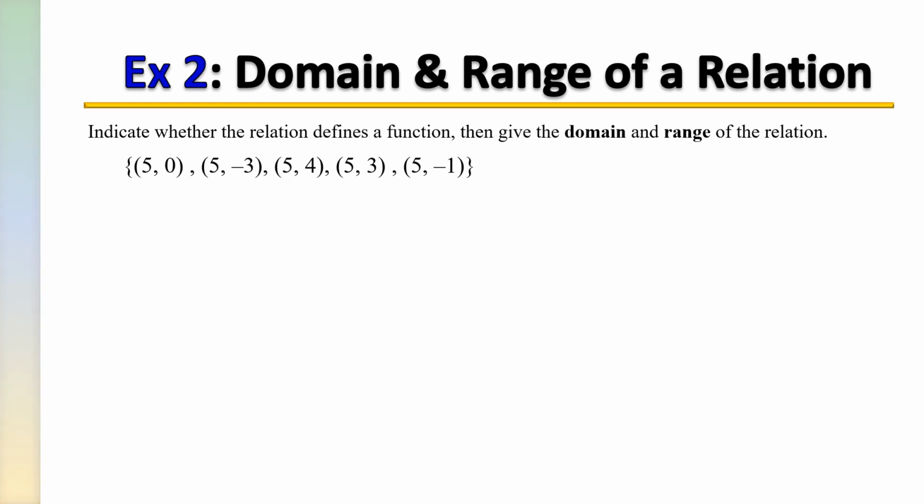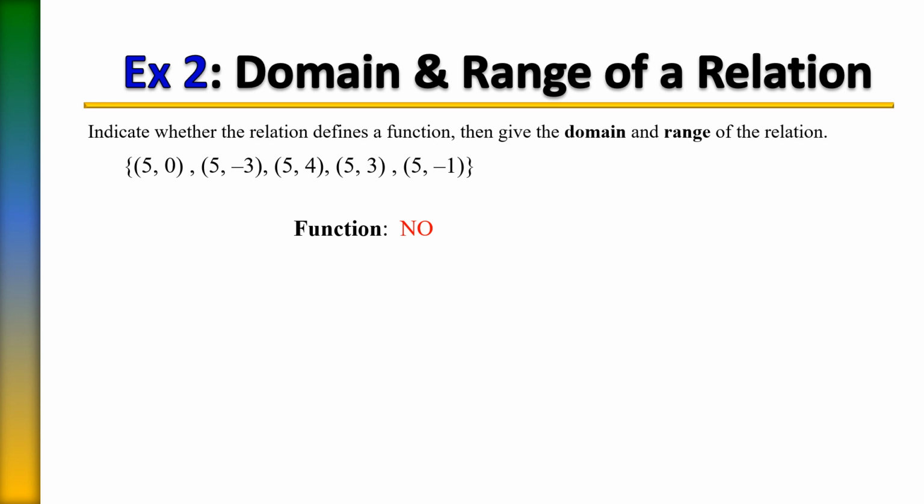In this example, we're asked to indicate whether the relation defines a function and then give the domain and range of this relation. So let's first answer the question as to whether this is or is not a function. So remember what you have to do. All you have to do is simply look at your x values and see if any of them repeat themselves. As you can see here, all of your x values repeat themselves, so therefore this cannot be a function.